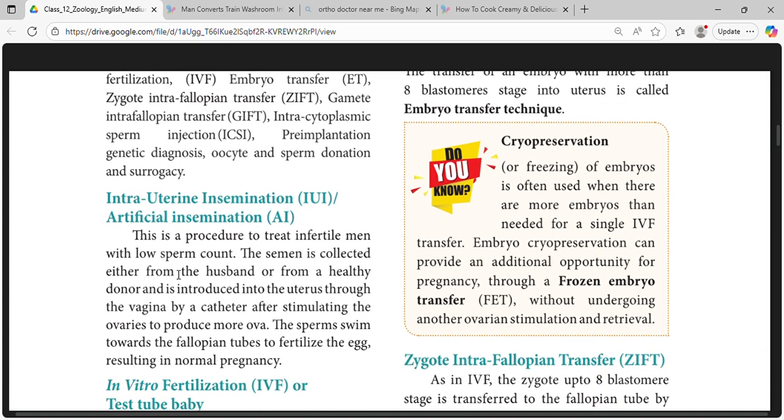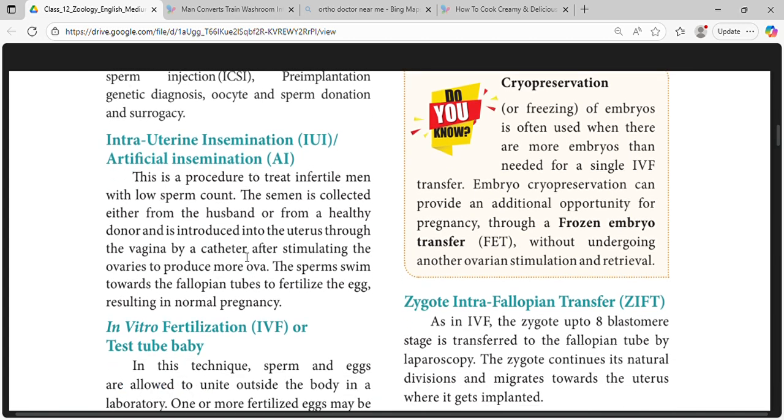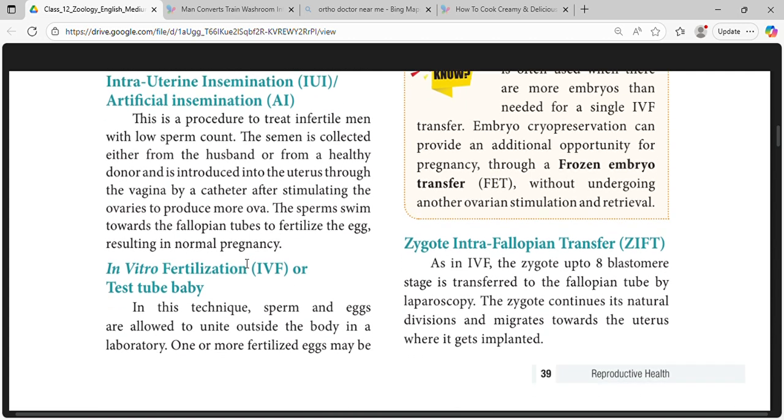Intrauterine insemination. This is a small procedure to treat infertile males with low sperm count. The semen is collected either from the husband or from a healthy donor and is introduced into the uterus through the vagina by a catheter after stimulating the ovaries to produce more ova. The sperm swim towards the fallopian tubes to fertilize the egg, resulting in normal pregnancy.